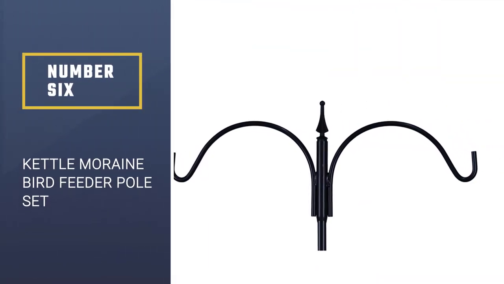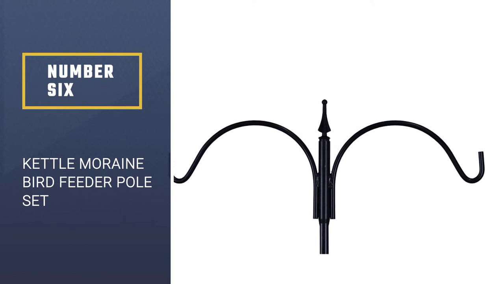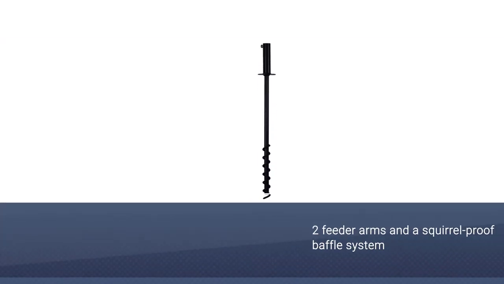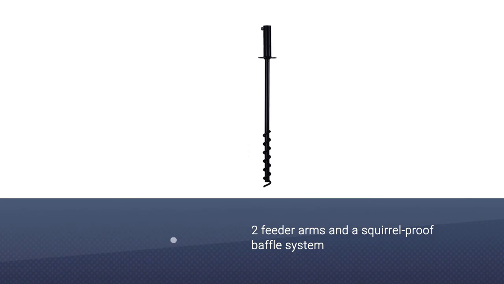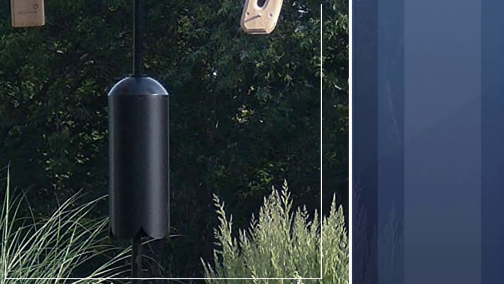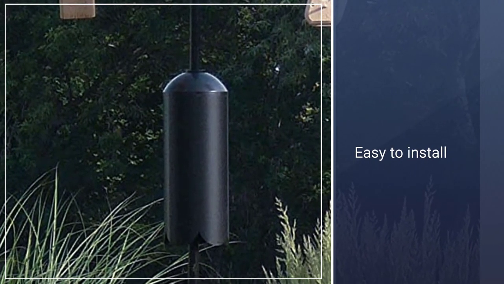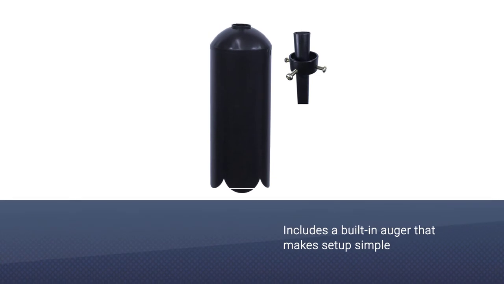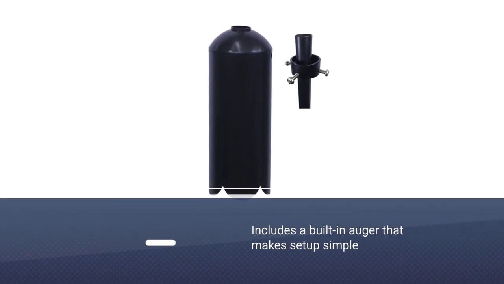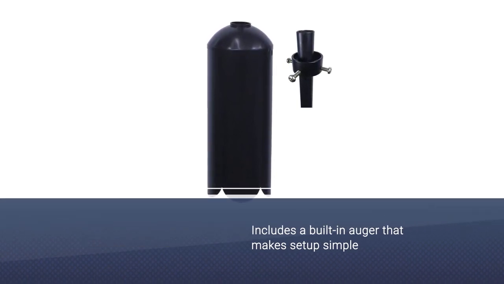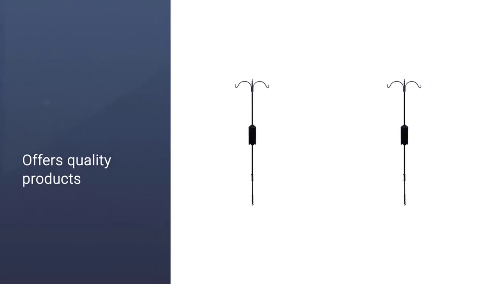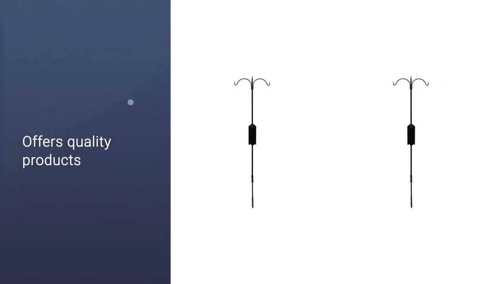Number 6. Kettle Moraine Bird Feeder Pole Set. Another no-fuss option with the classic double arm is the Kettle Moraine Squirrel Proof 2-Arm Bird Feeder Pole. This feeder pole system features two feeder arms and a squirrel-proof baffle system. The Kettle Moraine Squirrel Proof 2-Arm is easy to install and includes a built-in auger that makes setup simple.